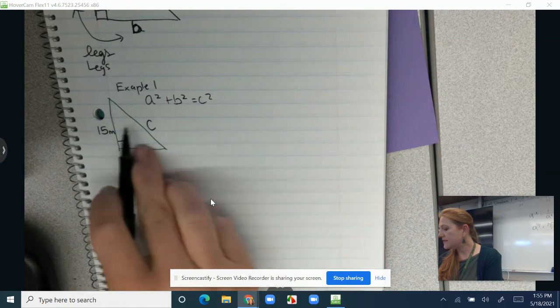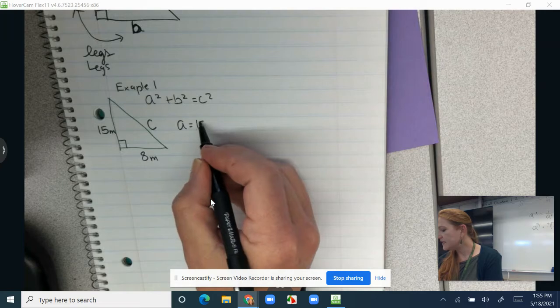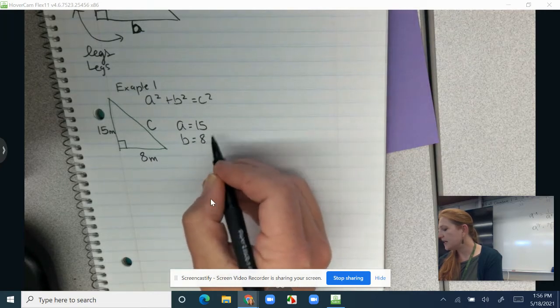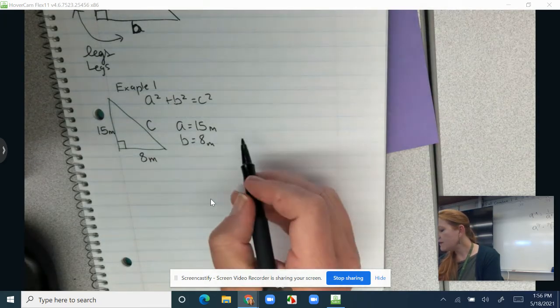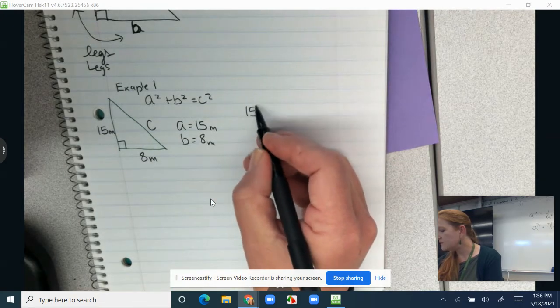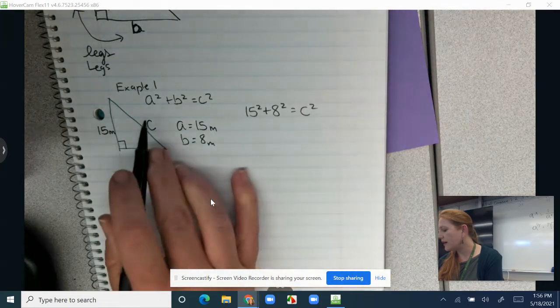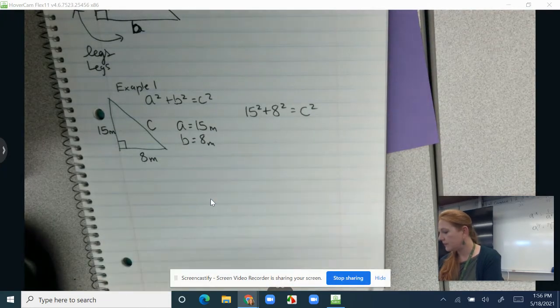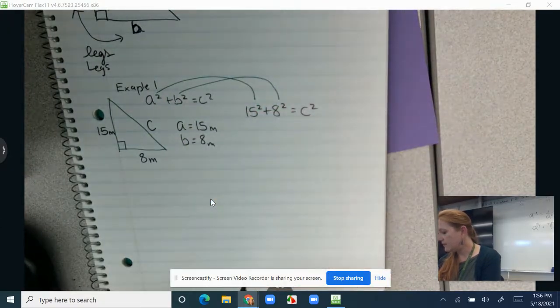So knowing that this is a leg, we'll let A be 15, B can be 8. I know this is meters. You can always leave out the units and add them in at the end. I do that for myself sometimes. And then we can write this as 15 squared plus 8 squared equals C squared. I'm just rewriting this equation. There's my A value. There's my B value. And then my C value is unknown. I don't know it yet.